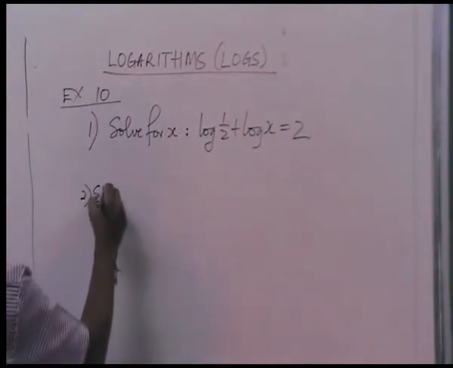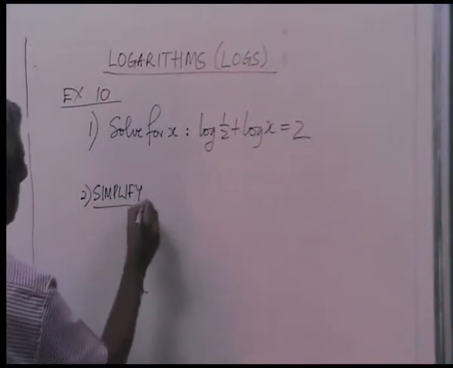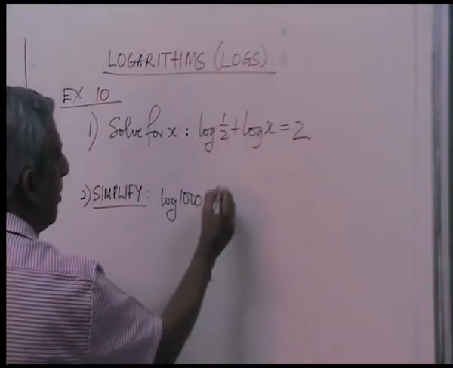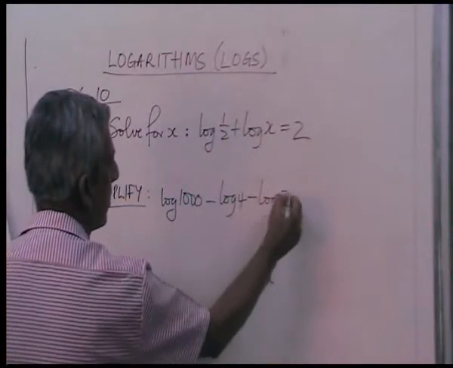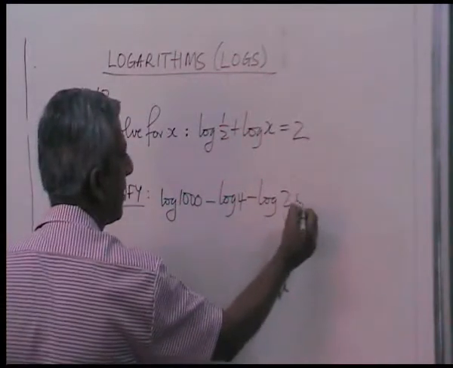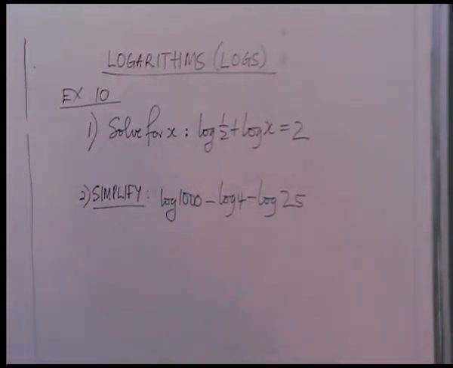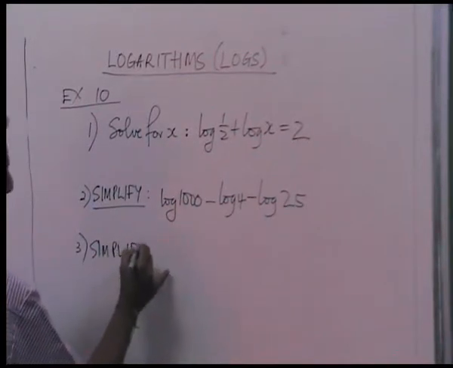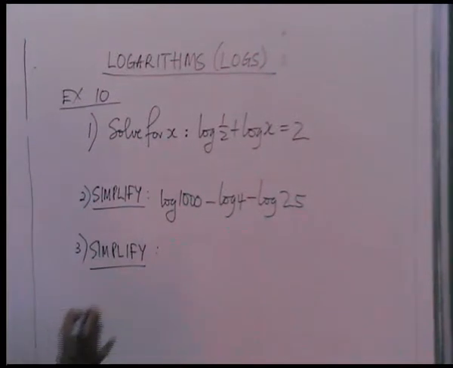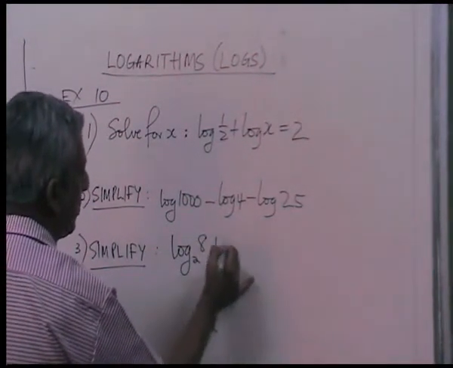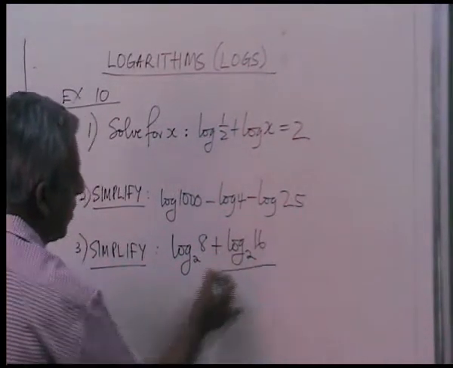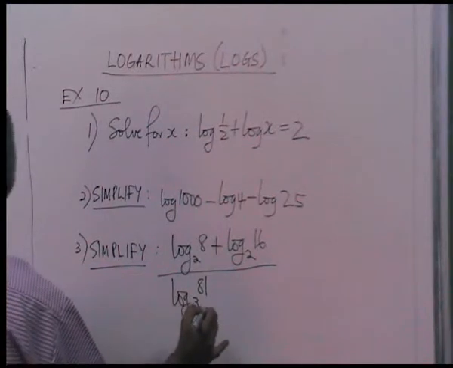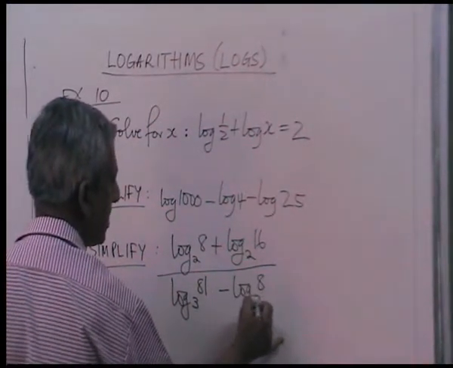In number 2, you are required to simplify. Log of 1000 minus log 4 minus log 25, sorry. Number 3, again you are required to simplify. Log of 8 to the base 2 plus log of 16 to the base 2 all over log of 81 to the base 3 minus log of 8 to the base 2.